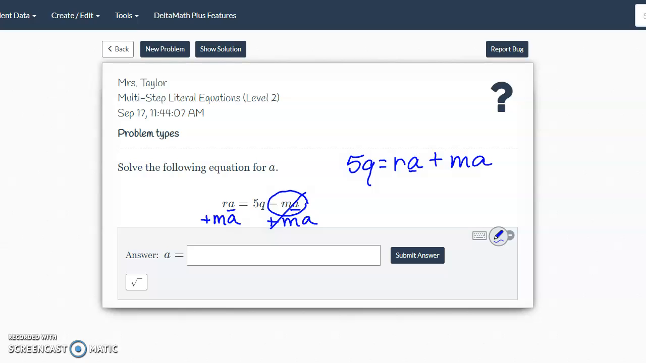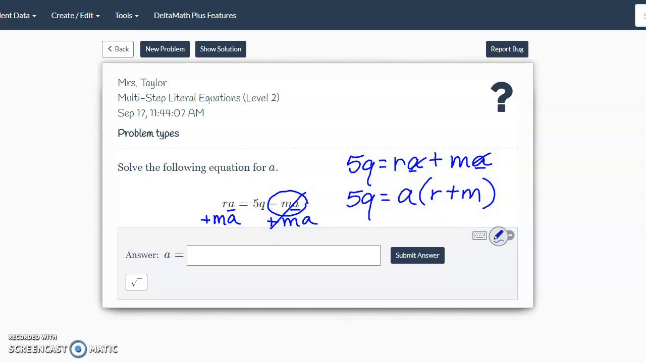So now that I have two A's on the same side, to get rid of that, I want to factor it out. So I'm kind of thinking about the opposite of distributive. So I would take my 5Q, I would take an A out, and I'd have a distributive looking type problem. When I take that A out of both, I'm left with R plus M. And then from here, this is the multiplication problem, that A times that R plus M.